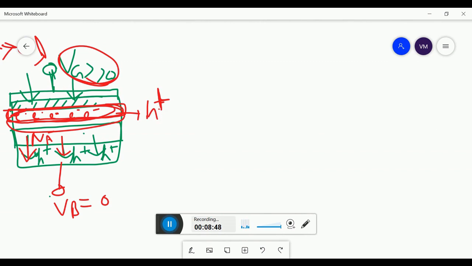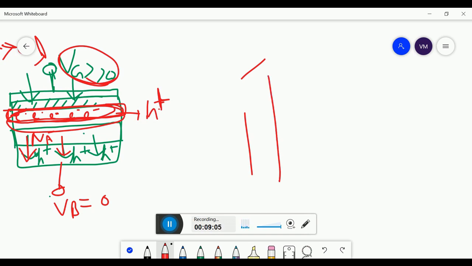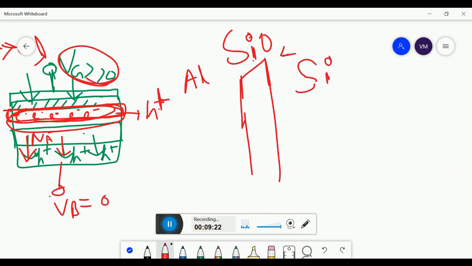Similarly, in the last two conditions also, we drew the band diagram of the original MOS structure first, and then we saw the effect of the external gate voltage. So first we will draw the band diagram of the MOS structure. So this is silicon oxide, this is the aluminum gate, this is silicon, bulk silicon.